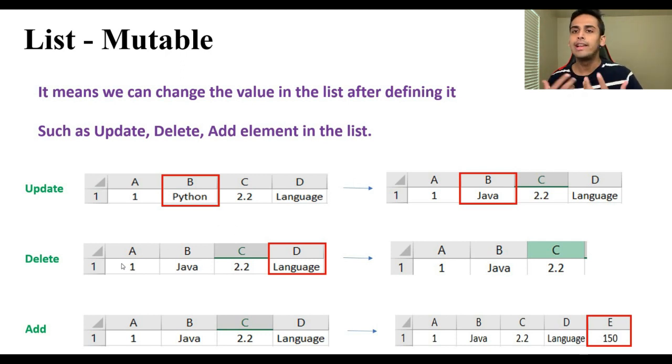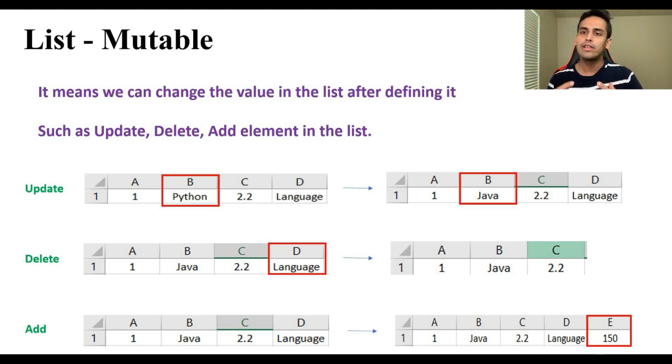Secondly, let's say you want to delete an element from the list. So for example, column number D, which is language, and you need to delete it, you just right click and delete that column. So same way you can do in Python as well. And thirdly, the add. Let's say you want to add a column number E in your Excel spreadsheet, you just enter the number 150 or any value to add or append the next column into it.